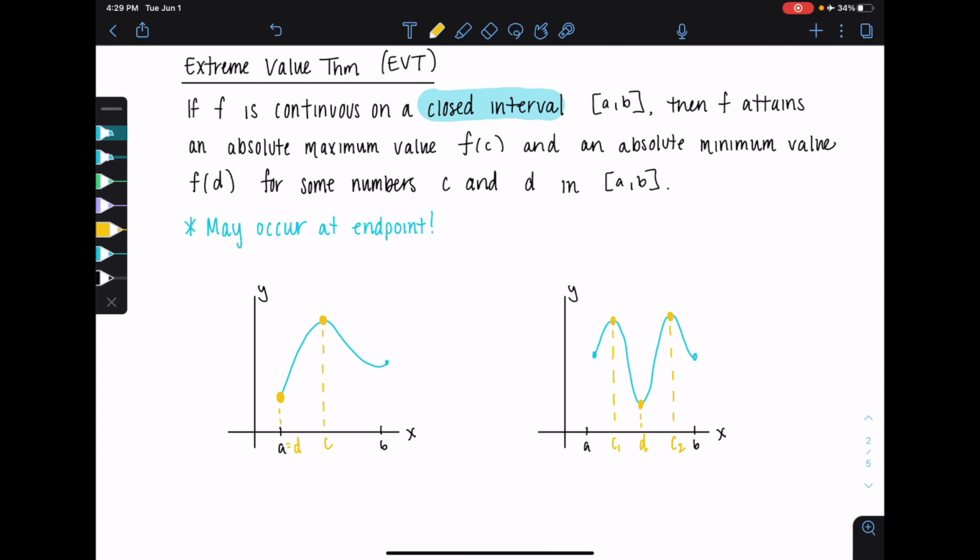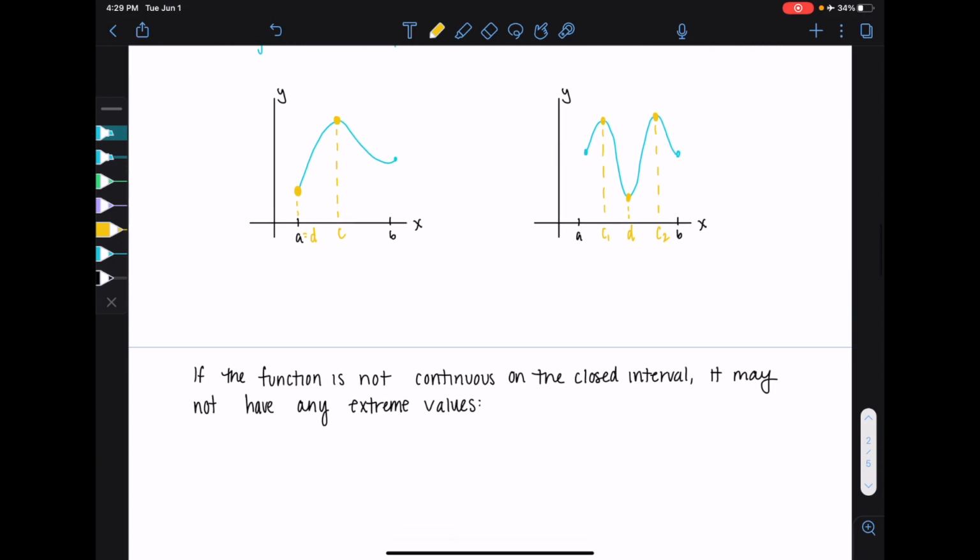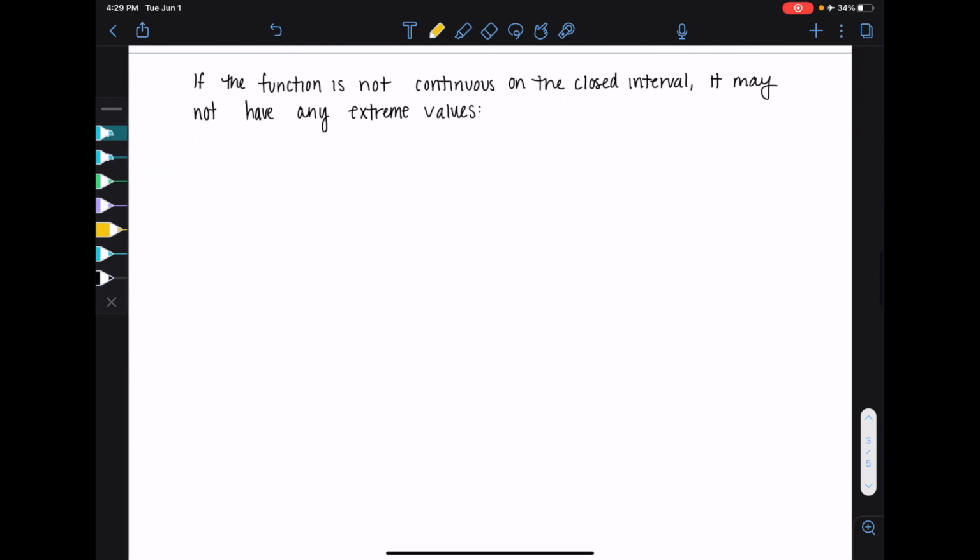So as long as you have a closed interval, so it doesn't go off to positive infinity or negative infinity, it's just a particular interval, and you can equal those endpoints, if your function's continuous, you're guaranteed an absolute max and min, okay? Now on the flip side, if the function's not continuous, you might have no extreme values. So I'm going to give you two examples.